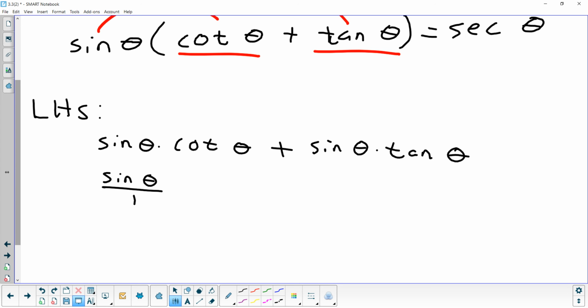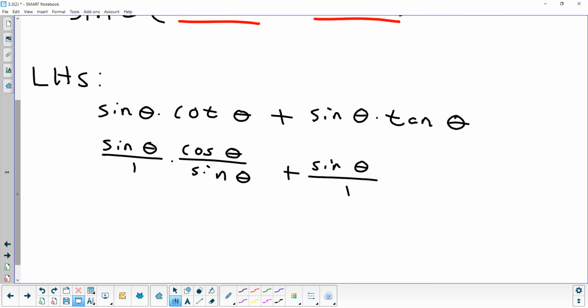So let's keep sine the same. And let's keep sine the same. What's cotangent? How can we rewrite that with sines and cosines? Yep, that's cosine over sine. And what about tangent? What's that? Yeah, sine over cosine.